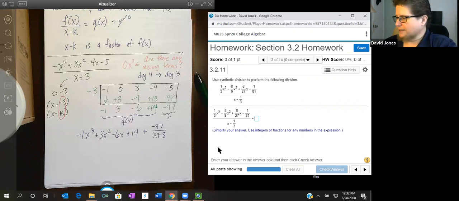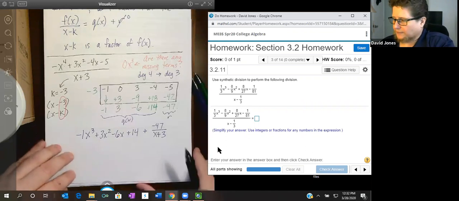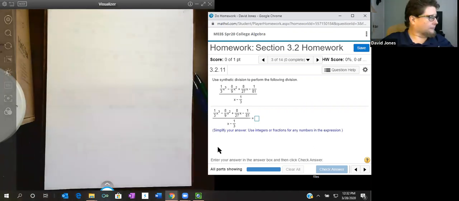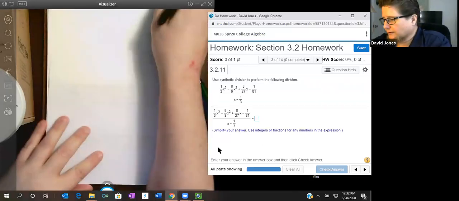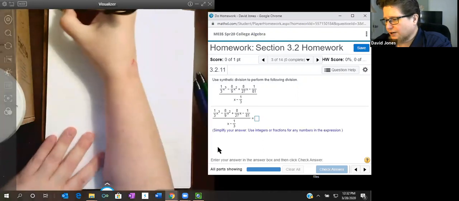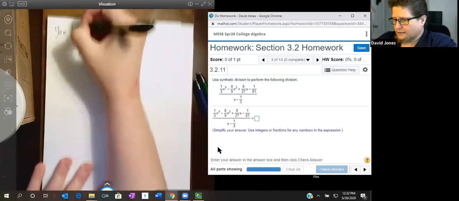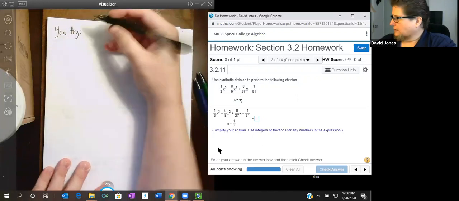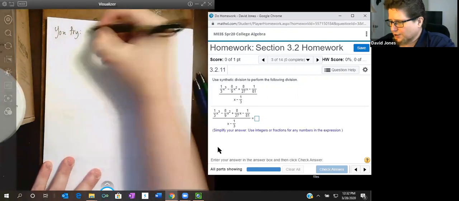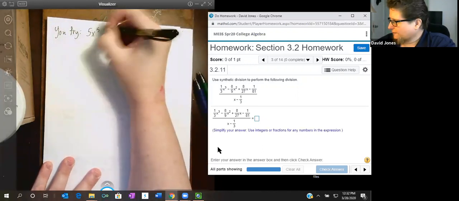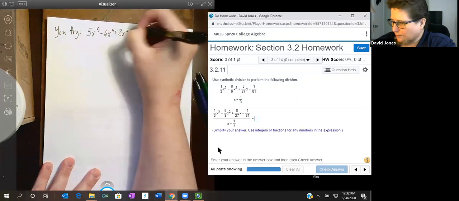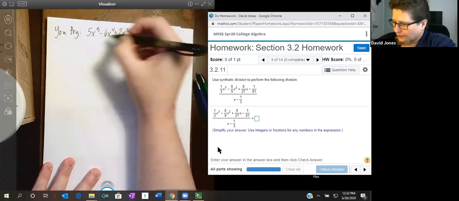You guys ready to try one? I'll assume you click pause to finish writing this down. I want you guys to try this one. And let's go big. 5x to the 5th power minus 6x to the 4th plus 2x squared minus 3 over x plus 2.